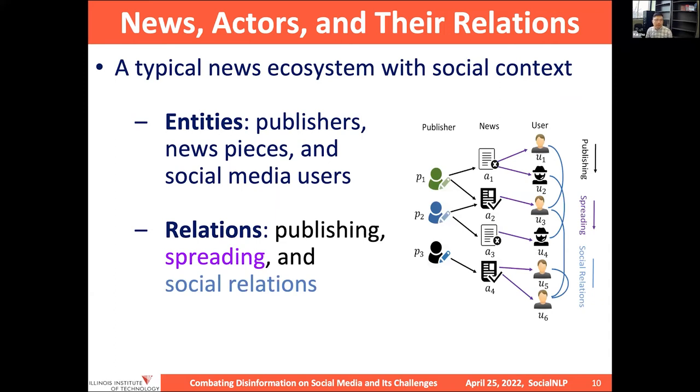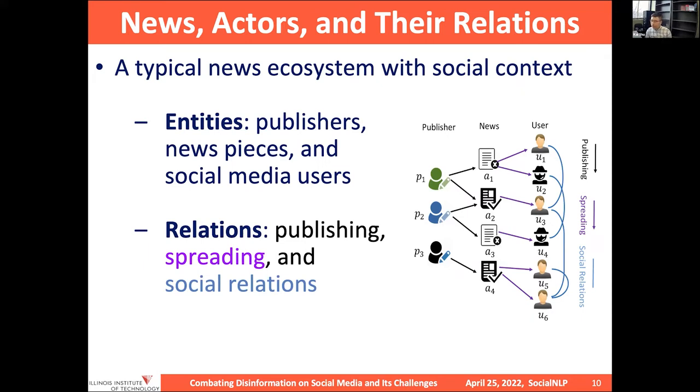So this is a typical news ecosystem, as you can see in the figure on the right. Usually in this news ecosystem, we have three major entities, okay? We have the publishers, news pieces, and the users. The publishers obviously are those who publish the news. They can be news agencies, or they can be Twitter users, right? The news pieces spread on social media, and the users engage with those news pieces, okay? And among these three entities, we can have three major relations.